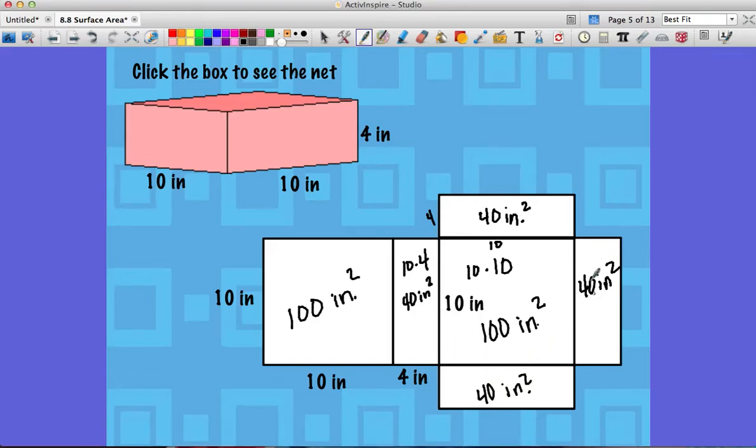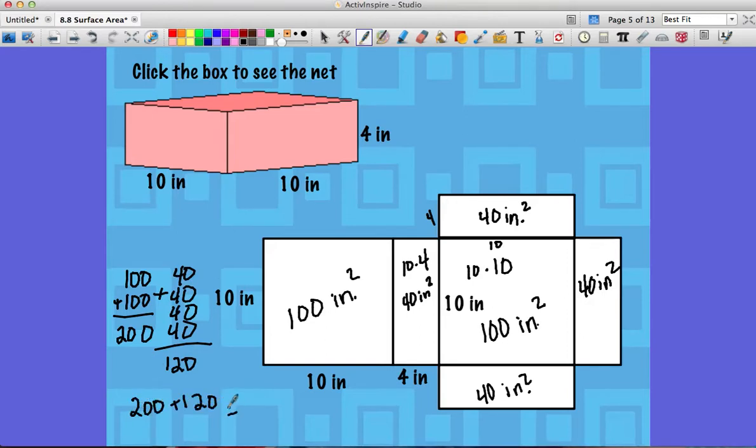Okay, to finish finding the surface area, we take all of these. So we know we have 100 plus 100 gives us 200. So there's our two congruent bases. And then we have our four sides. So we have 40 plus 40 plus 40 plus 40, which gives us 160. We need to take the 200 plus the 160, and we are going to have 360 inches squared. So if we were to wrap this present, we would need 360 square inches of wrapping paper.